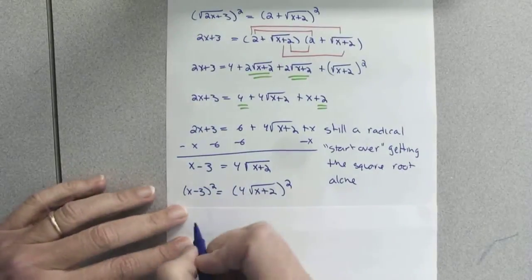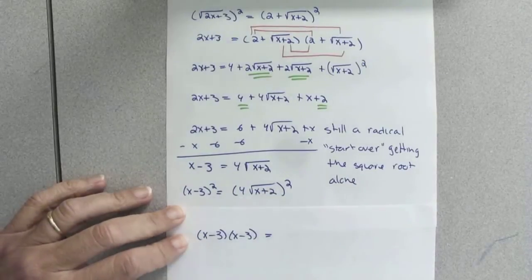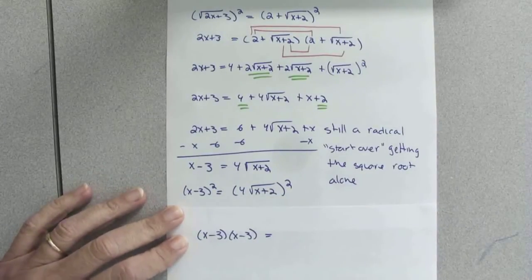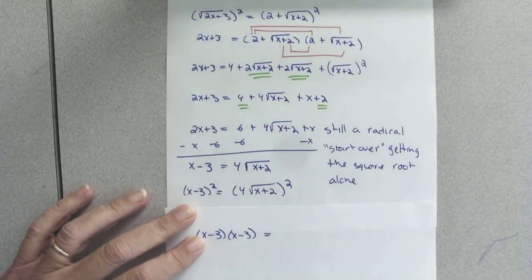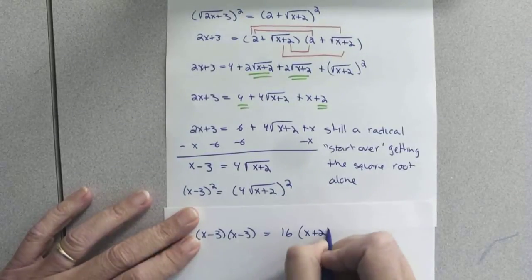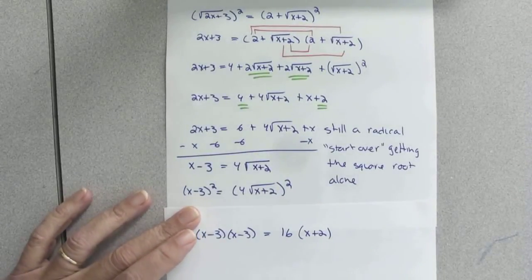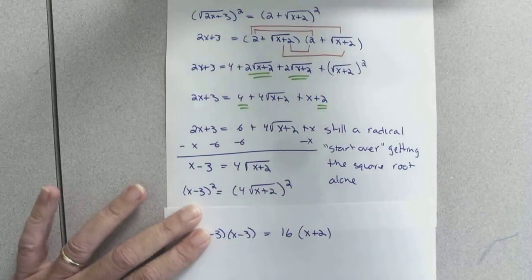And so you keep plugging away at it. And so I'm going to remember to FOIL that x minus 3 quantity squared. And over here, yes, it was perfectly fine to leave that 4 there, but you can't ignore the 4. 4 squared is 16, and then squaring the square root, they cancel, x plus 2. But notice it's now 16 times the quantity x plus 2. The parentheses there are absolutely necessary.